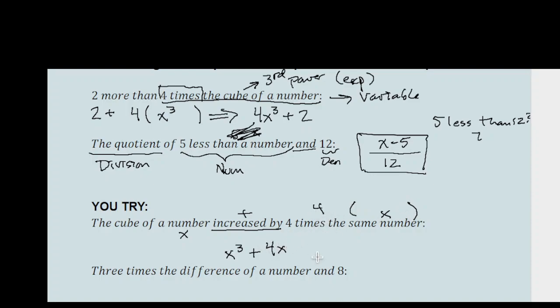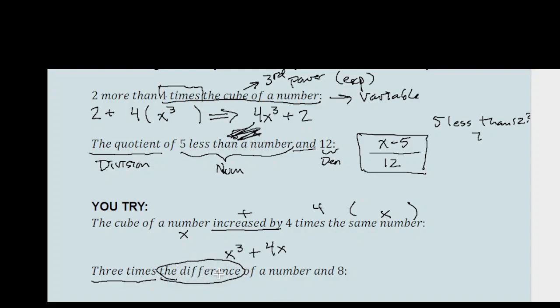So we would just write 4x. Remember, when you have a number multiplying by a variable, you don't need anything between them. You can just stick them together and they look good. Next: 3 times the difference of a number and 8. So we are multiplying 3 not times a number, we're multiplying it times the difference.